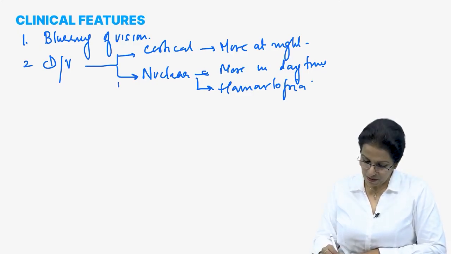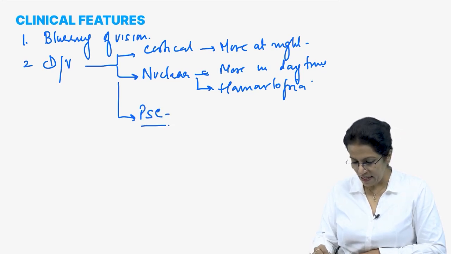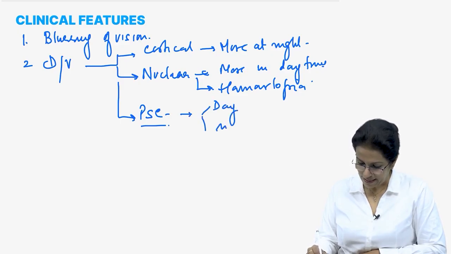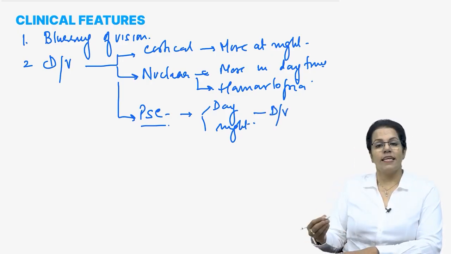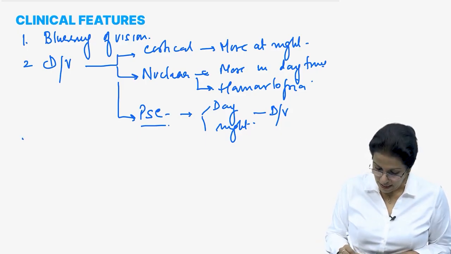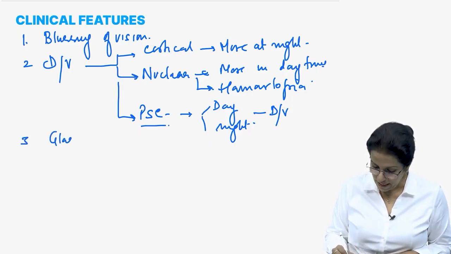We learned that in posterior subcapsular cataracts, both day and night vision are affected. We have discussed this already. Okay? The next thing that can happen is glare. The patient can complain of glare, especially while driving at night.